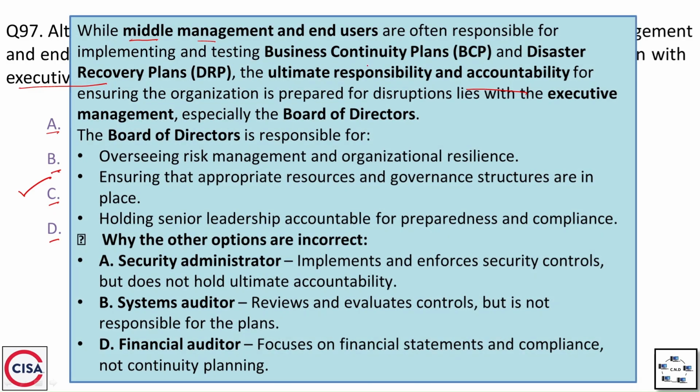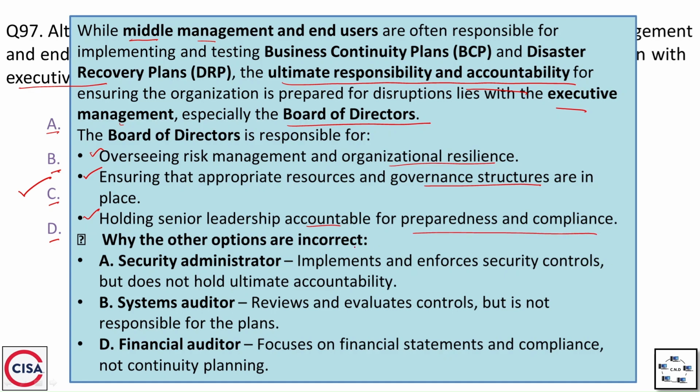So while middle management and end users are often responsible for implementing and testing the business continuity plan and disaster recovery plan, the ultimate responsibility and accountability for ensuring the organization is prepared for disruption lies with executive management, especially the board of directors. The board of directors is responsible for overseeing risk management and organizational resilience, ensuring that appropriate resources and governance structures are in place, and holding senior leadership accountable for preparedness and compliance.